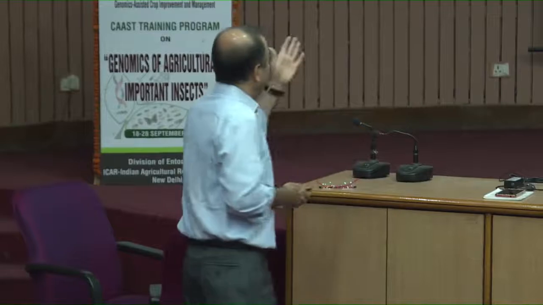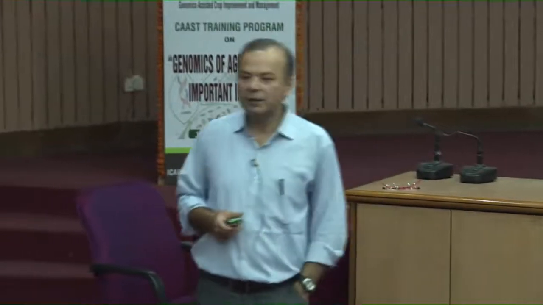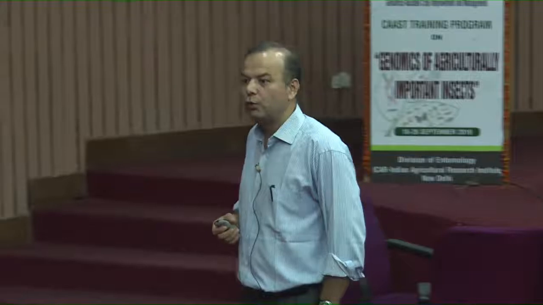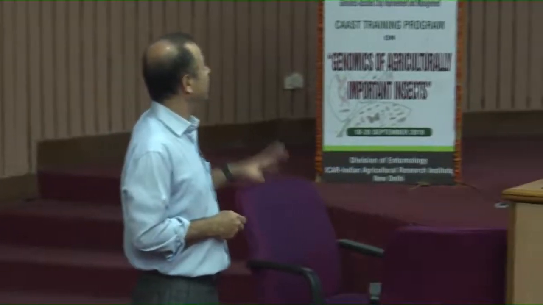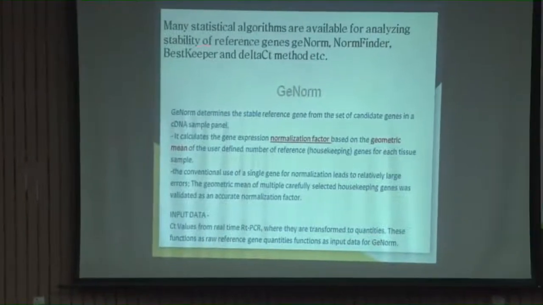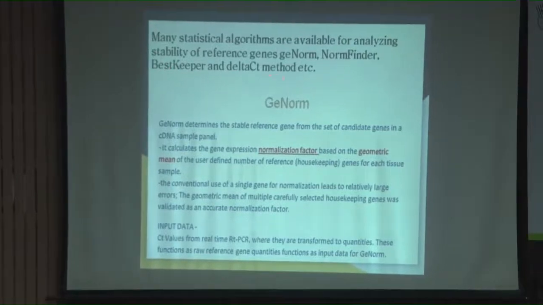There are many statistical algorithms available to find out which is a good reference gene, which is a good normalizer. Very popularly used statistical algorithms are GeNorm, NormFinder, BestKeeper, delta CT.